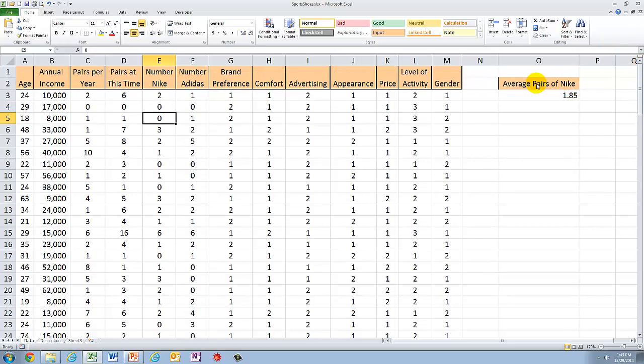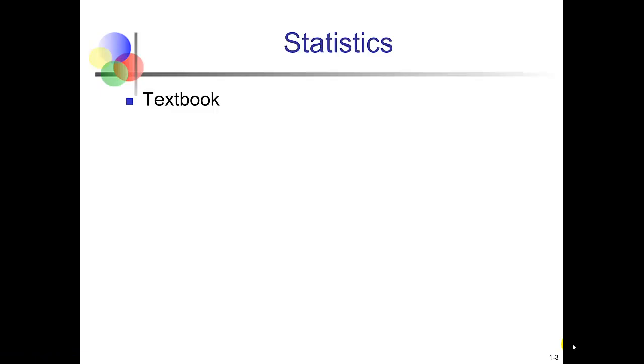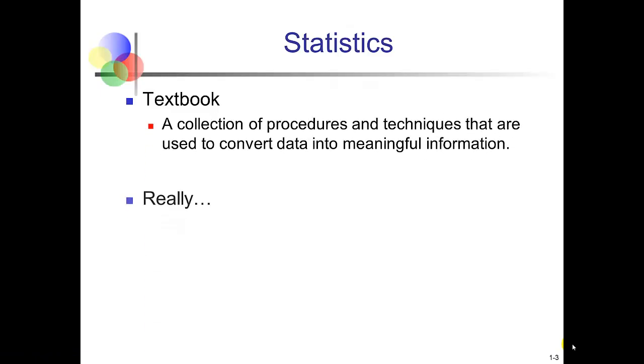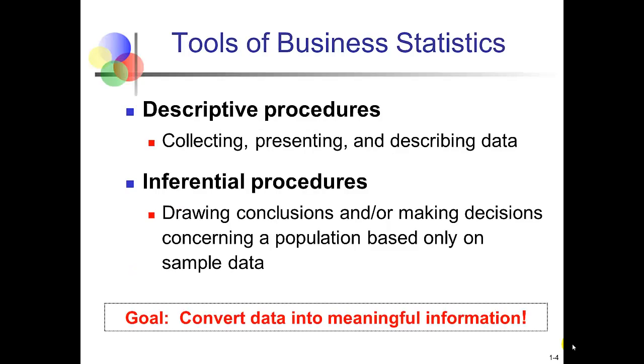What did we get? Well, we got a statistic. That 1.85, or the average pairs of Nike shoes owned by the 100 people in this data set, is actually a sample statistic. It's a statistic. We calculated that number from a sample of data. Okay, so I've said here's the textbook definition. It's this huge discipline of procedures and techniques, or it's just a number. Well, actually, both definitions are correct. It is both a discipline and just a number.